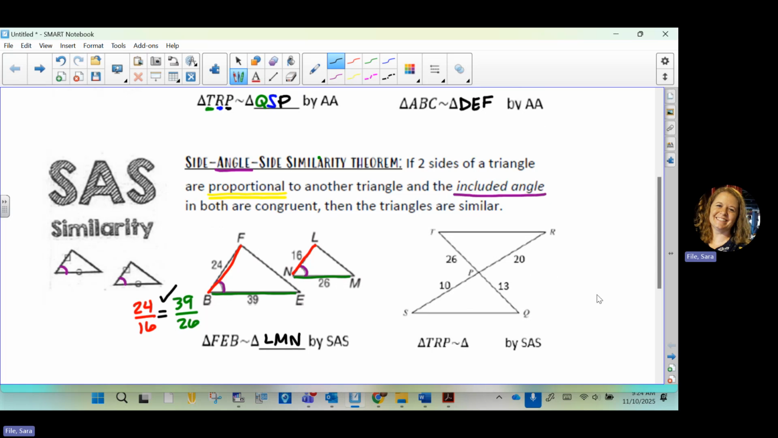We are not given that information, so we can't use angle in this one. We can use that vertical angles are congruent. That's going to be true. But now we have some side lengths, and we have to find out if they're proportional.